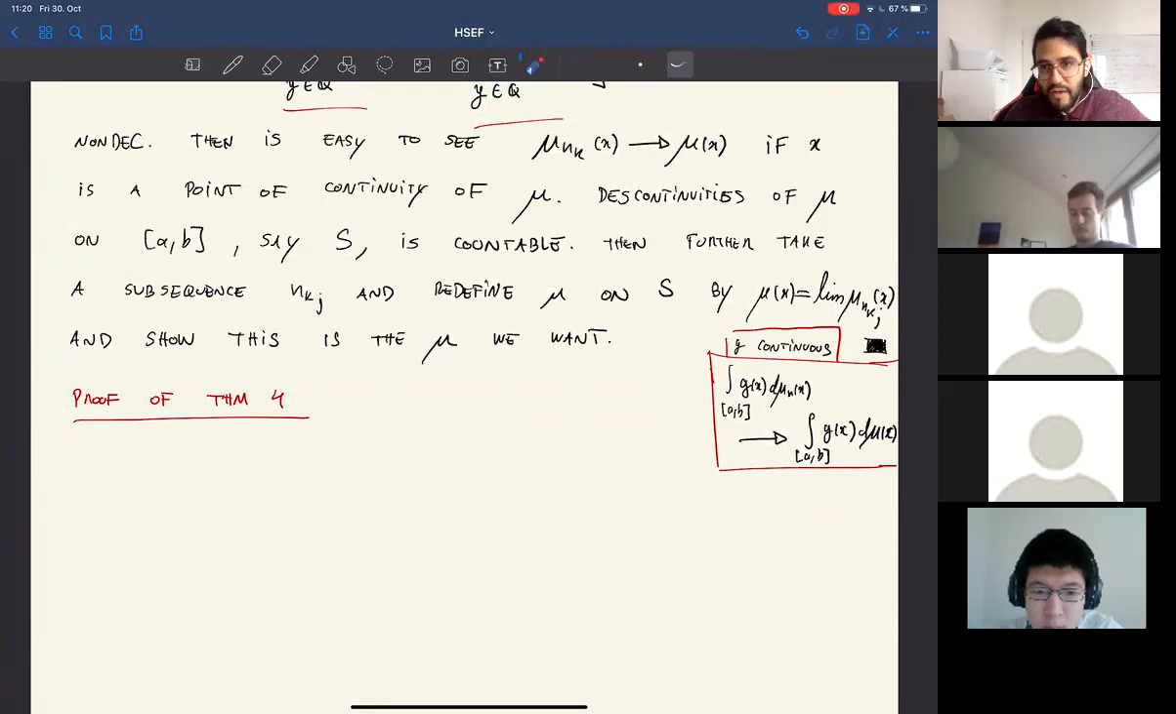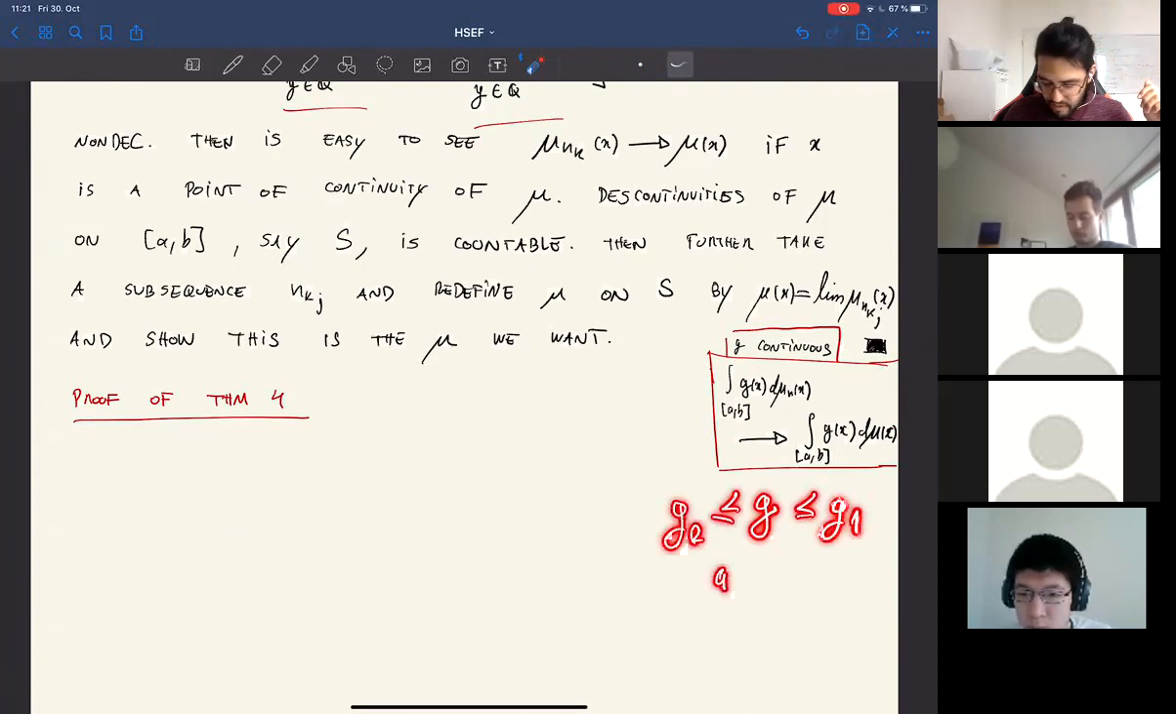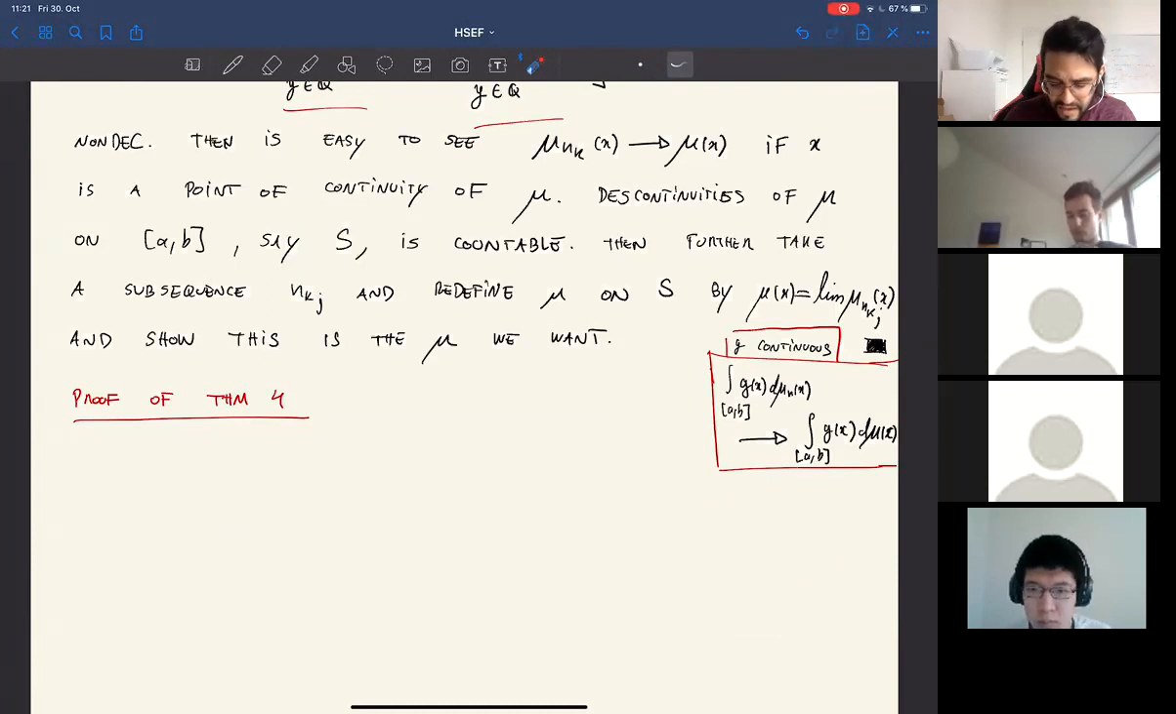And if G is not C1, if G is continuous only, then you just bound it by a G1 and a G0, both C1. Then you just do this trick, and you get the result for continuous. Bottom line, the integral of a continuous function converges to the integral of the limit. Okay.